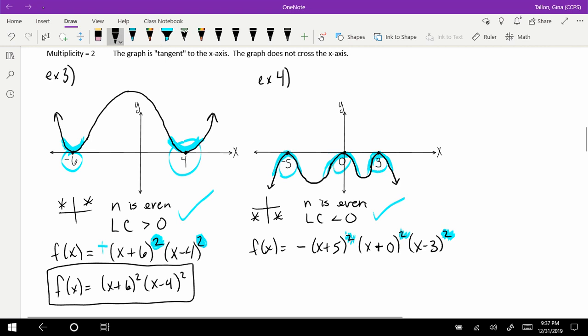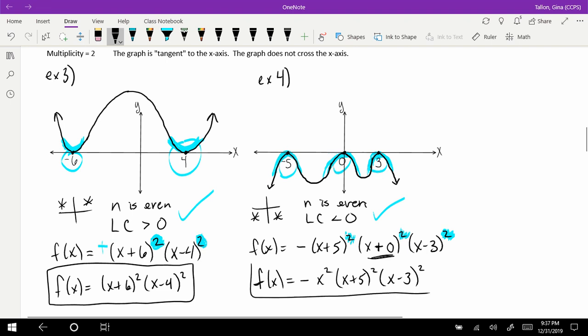All right, let's go ahead and write this final answer. F of x is equal to, okay, the negative sign is coming first. I'm going to take this right here and just call it x with a square on it, and then x plus 5 squared, and then x minus 3 squared. Good to go. And we are done.